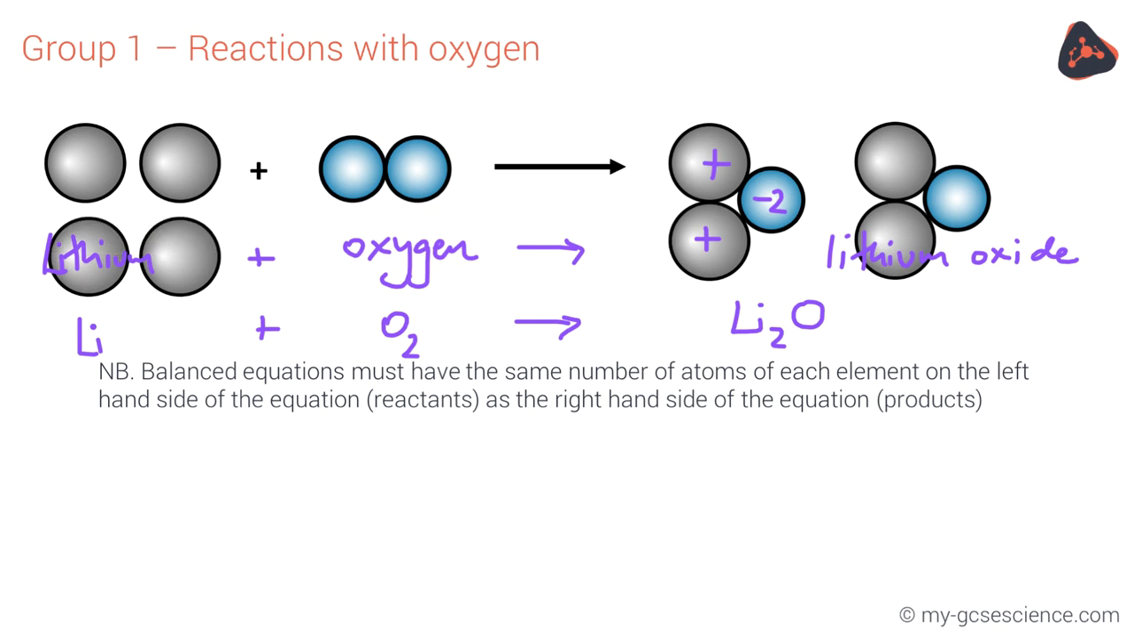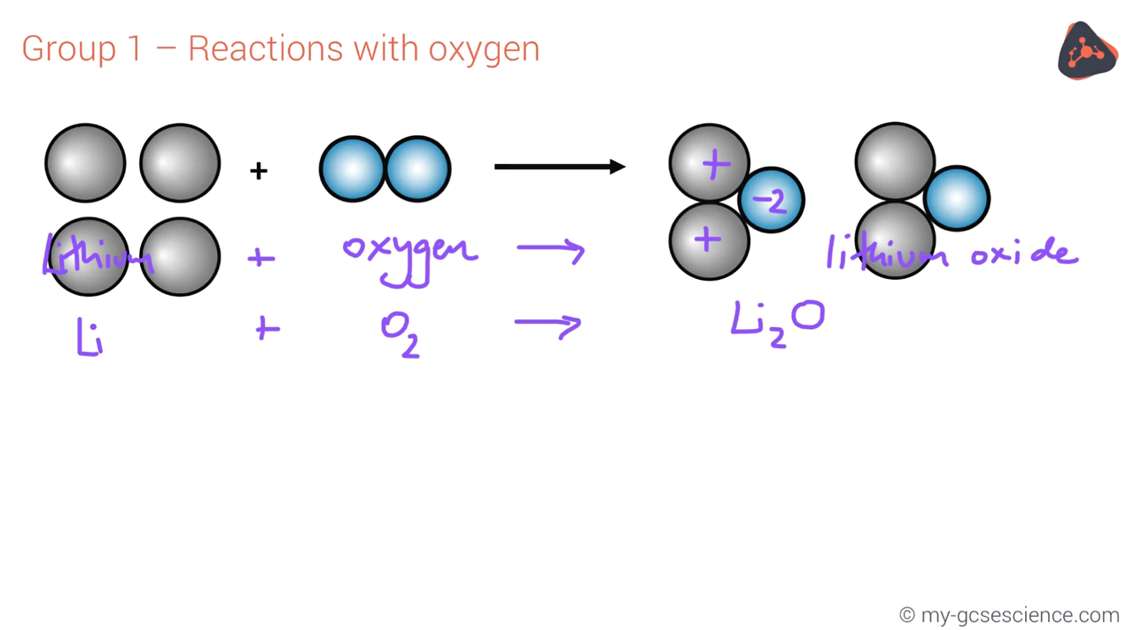This is balanced. This will then help us to balance the symbol equation, making 4 lithiums, 1 oxygen molecule which contains 2 oxygen atoms joined together, and 2 lithium oxide molecules, which together mean we have 2 times 2 lithiums and 2 times oxygen atoms.